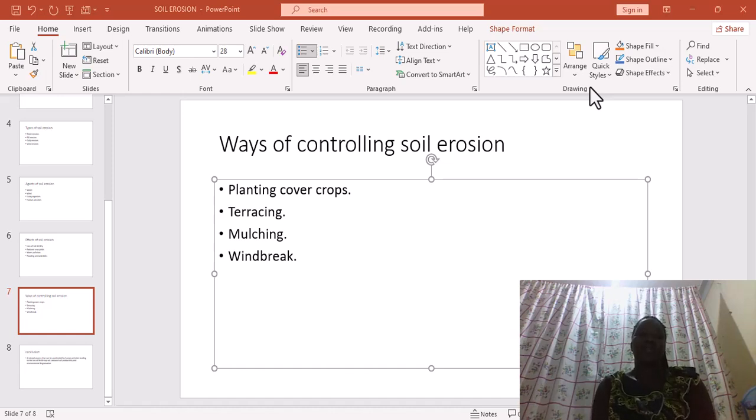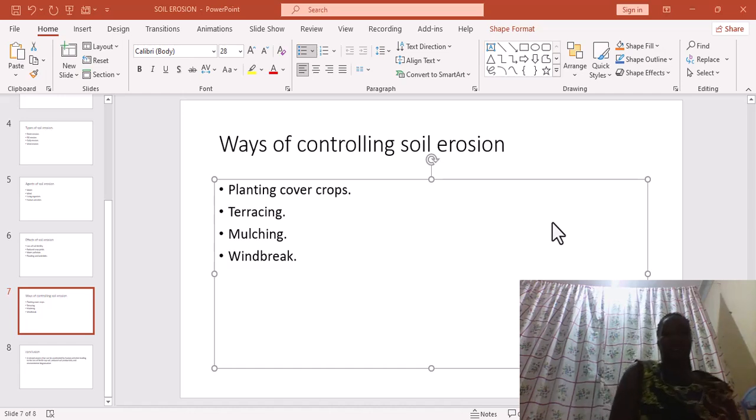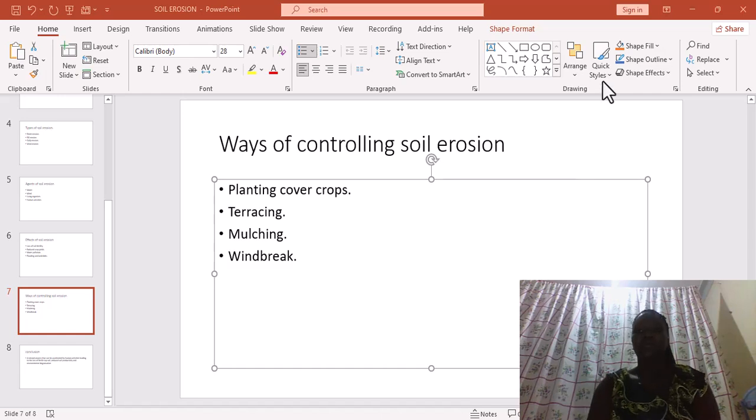And the last one is windbreak. For the windbreak, this can be done by afforestation, which involves the planting of trees. And these trees, if they are planted, reduce the speed of runoff water, and also reduce wind erosion by blocking the movement of soil particles as they are carried by wind.